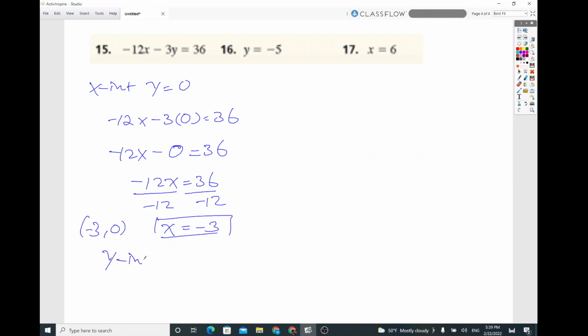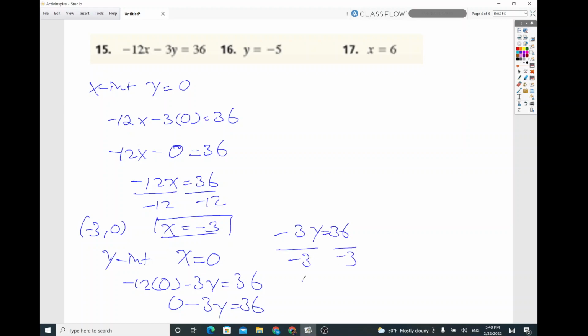And now the next one, find the y-intercept. So the way to find the y-intercept would be setting x equals 0. So negative 12 times 0 minus 3y equals 36. So negative 12 times 0, that's 0, minus 3y equals 36. So in other words, negative 3y equals 36. So solve for y, divided by negative 3 on both sides, so y equals negative 12. So that means 0 comma negative 12.